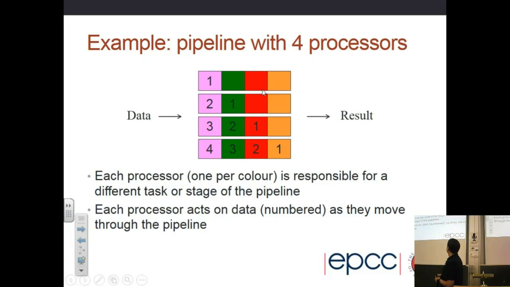You can imagine pipelines, with data coming in and results coming out on the end, where each processor acts on data as it moves through the pipeline. But the problem here is the scalability is limited by the number of stages in your pipeline. Typically, like building a car, you can only identify maybe 10 or so, a few tens of different stages there.